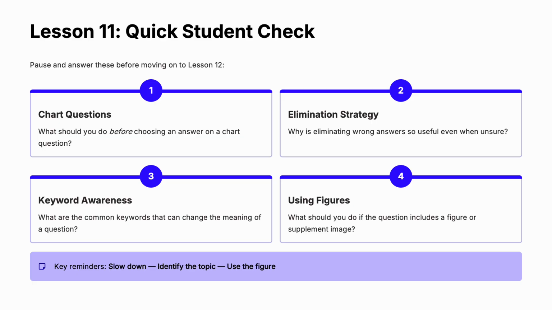Let's pause for a quick check before we move into Lesson 12. Question 1. What should you do before choosing the answer on a chart question?